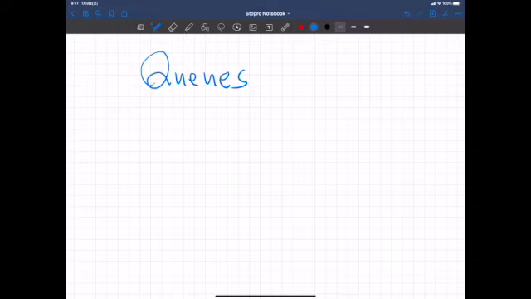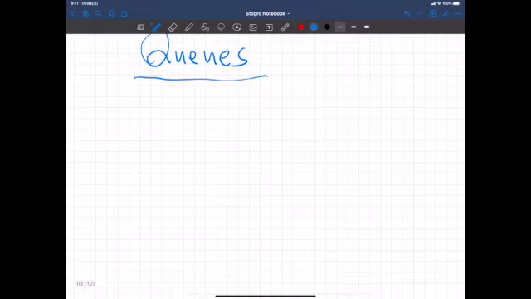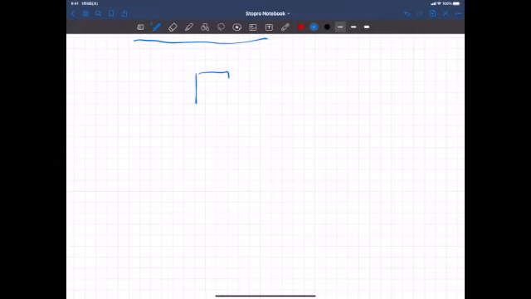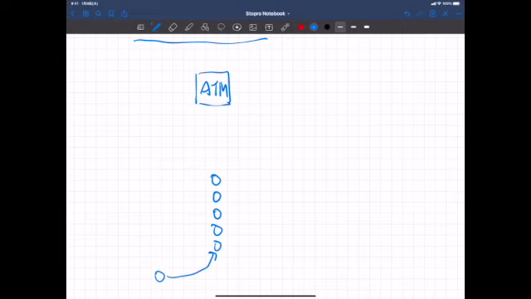Alright, today we are going to study queues. Queues are something like this. So imagine an ATM machine, an automatic teller machine. And there are some customers here in line, in a queue. Every once in a while, a new customer arrives.